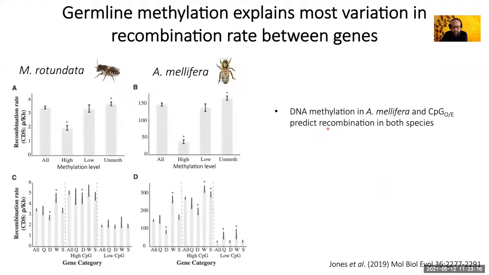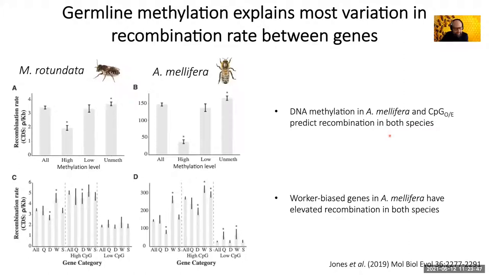So DNA methylation in Apis mellifera and also the CpG observed over expected ratio predicts recombination rate in both species. So genes seem to have a relatively conserved recombination rate between the species, even though the overall rate has changed very significantly.